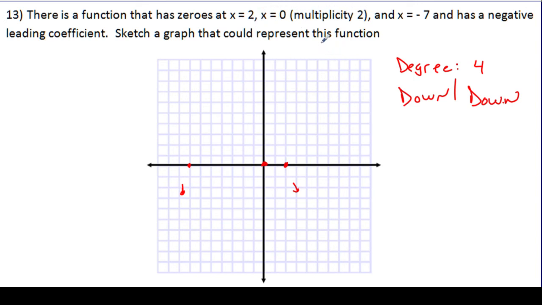And it has a multiplicity of 2 at x equals 0. So that means that when it gets to x equals 0, we need to make it look like a parabola, or the bottom of a parabola. That little U shape.